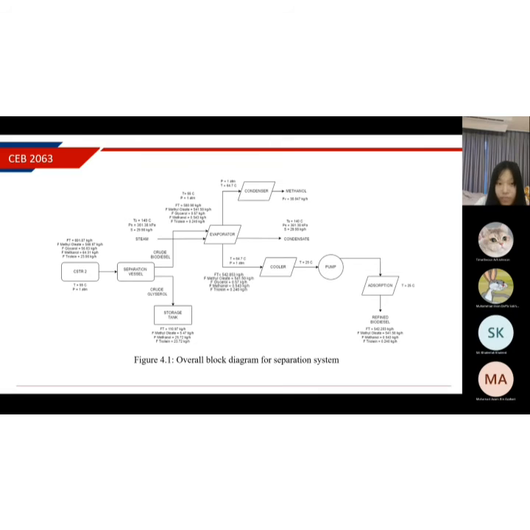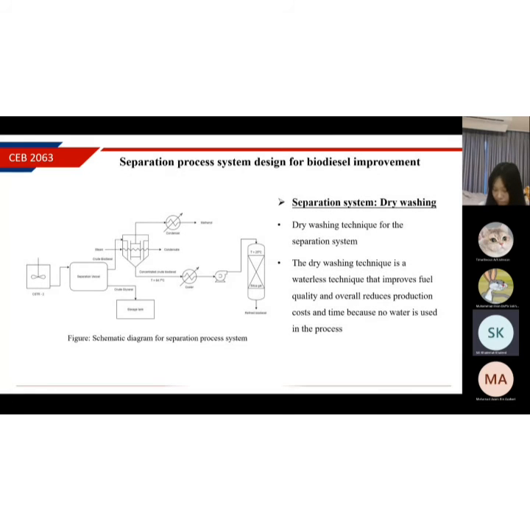Next slide, please. On the left side here is the schematic diagram for our separation process system. And the dry washing technique is being used in this system because it is a waterless technique that improves fuel quality and overall reduces the production cost and time, because no water is being used in this process.